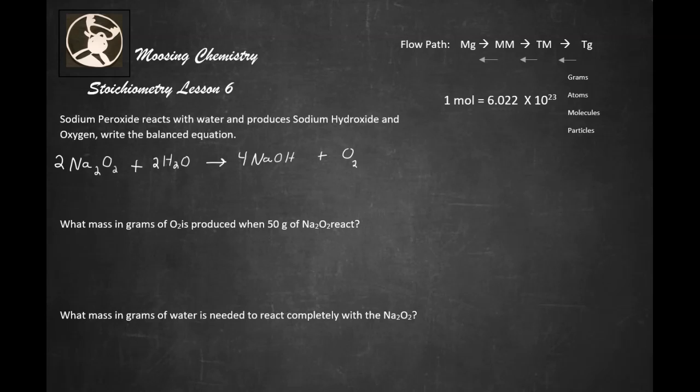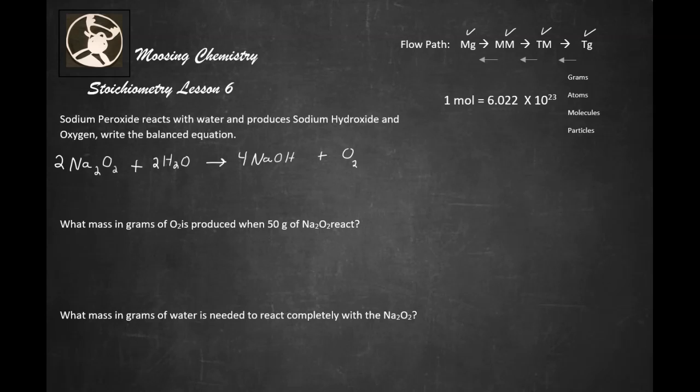All right. Now, the next question says, what mass in grams of O2 is produced when 50 grams of Na2O2 react? Okay, so we want to know how many grams of O2 is made. So we're given 50 grams of Na2O2. So we're going to go from my grams to my moles to their grams. All right, so let's go ahead and start this.